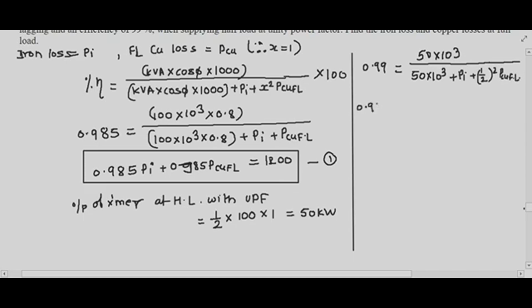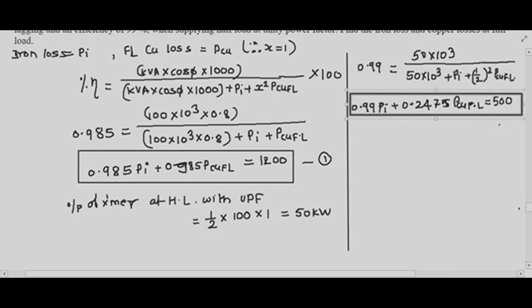I will write that equation here: 0.99 Pi plus 0.2475 PCU full load, where PCU full load means copper loss at full load, equals 500. Okay, this is your equation number 2. You will get this equation number 2.